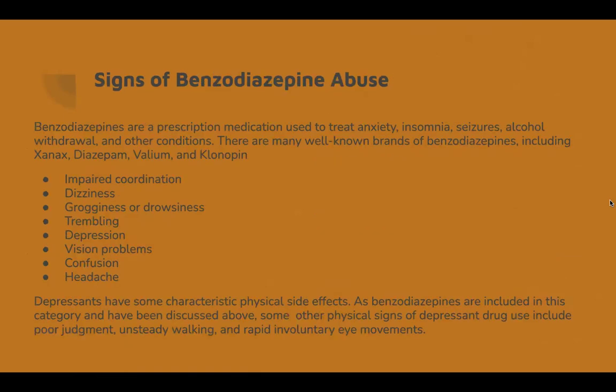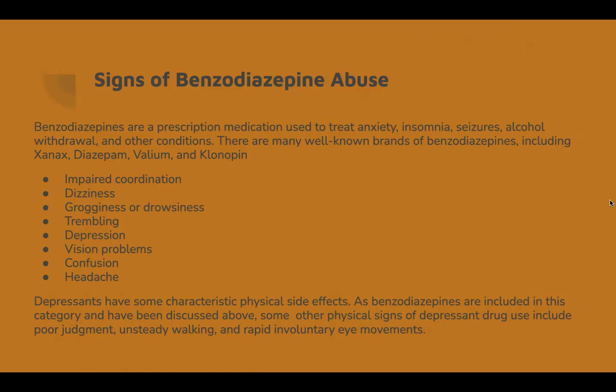Signs of benzodiazepine abuse. Benzodiazepines are prescription medications used to treat anxiety, insomnia, seizures, alcohol withdrawal, and other conditions. Many well-known brands of benzodiazepines include Xanax, diazepam, Valium, and Klonopin. Signs of benzodiazepine abuse can include impaired coordination, dizziness, grogginess or drowsiness, trembling, depression, vision problems, confusion, or headache.